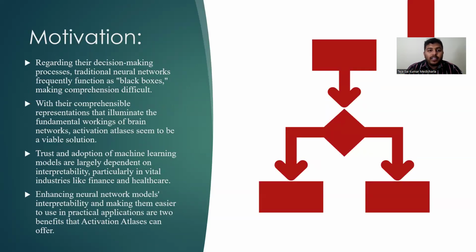Motivation: regarding their decision making process, traditional neural networks frequently function as black boxes, making comprehension difficult. With their comprehensible representations that illuminate the fundamental workings of neural networks, activation atlases seem to be a viable solution. Trust and adoption of machine learning models are largely dependent on interpretability, particularly in vital industries like finance and healthcare. Enhancing neural network models' interpretability and making them easier to use in practical applications are benefits that activation atlases can offer.